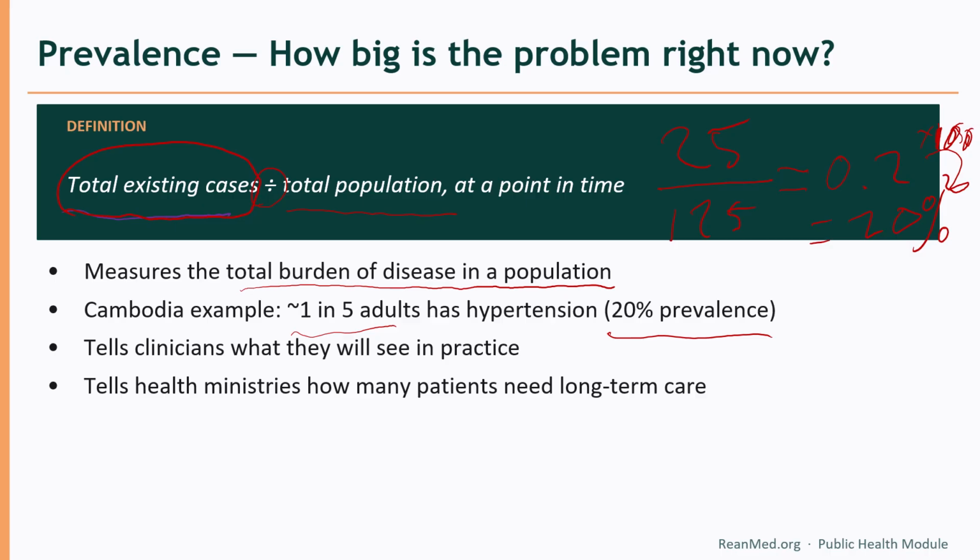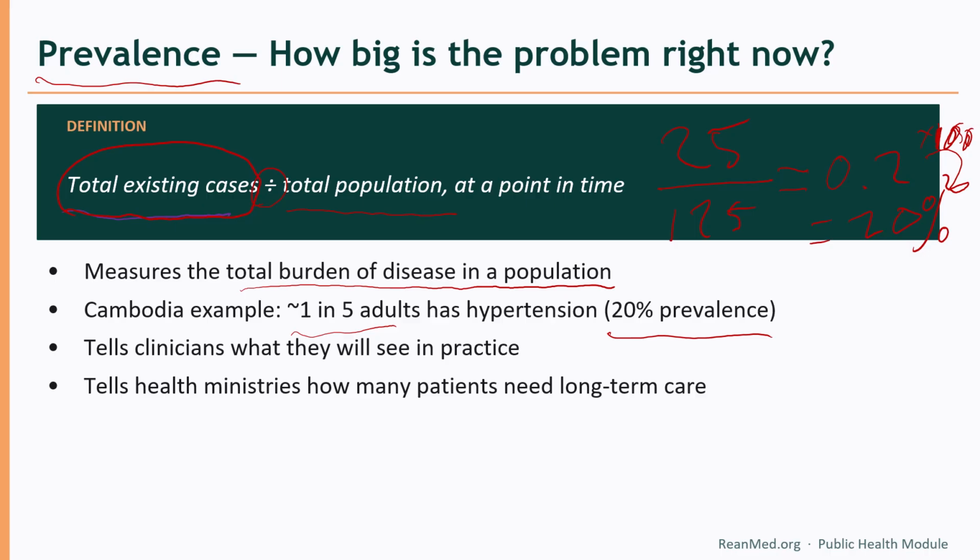And so prevalence helps us know what the clinicians, what the doctors and the nurses and the pharmacists will see in practice. Conditions that have a very high prevalence are very common. Conditions with a very low prevalence are very rare. And so if there's a high prevalence, that means that it is probably a very important public health priority.